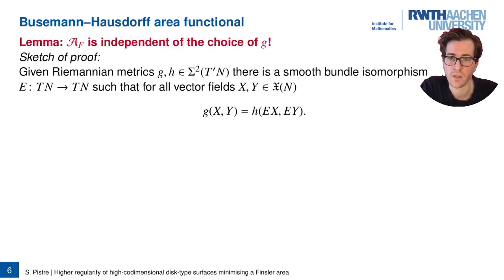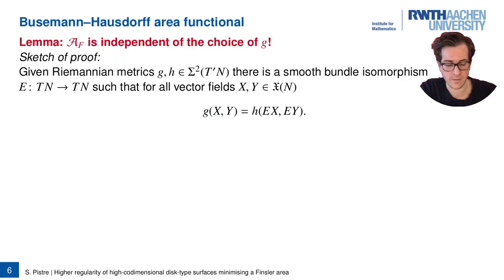Here's a sketch. It's a little linear algebra fact, I guess, which I didn't know before I saw it. But given two Riemannian metrics, G and H, you can always find an isomorphism which intertwines the two. So you can always write the metric G as, well, sort of like this here. And why does this work?